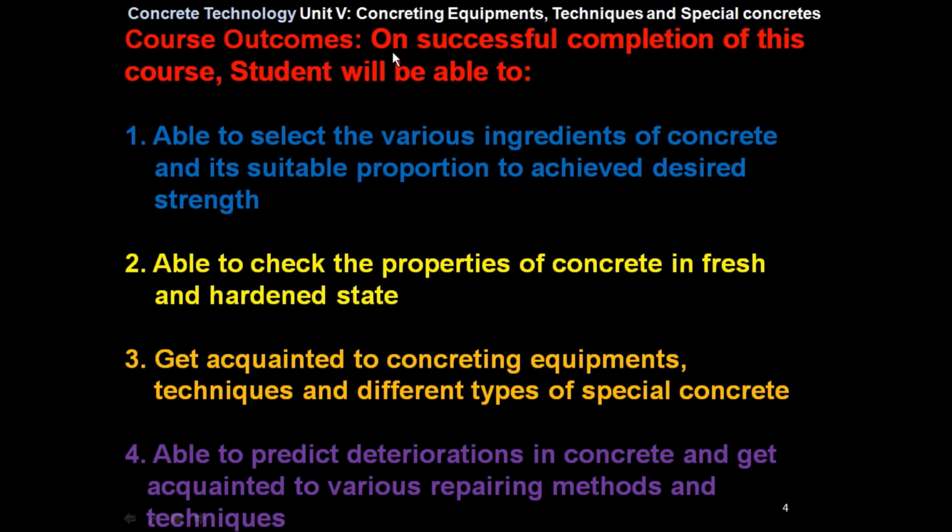Now, course outcomes. On successful completion of this course, the student will be able to select the various ingredients of concrete and its suitable proportion to achieve desired strength. Second course outcome, able to check the properties of concrete in fresh state and hardened state. Third course outcome is to get acquainted with concreting equipments, techniques and different types of special concrete. Fourth course outcome is to be able to predict deteriorations in concrete and get acquainted with various repairing methods and techniques.